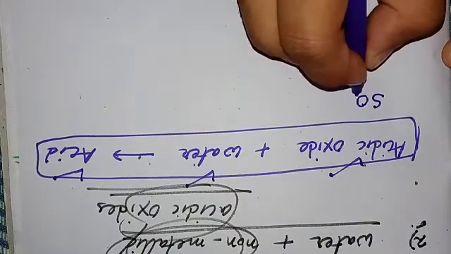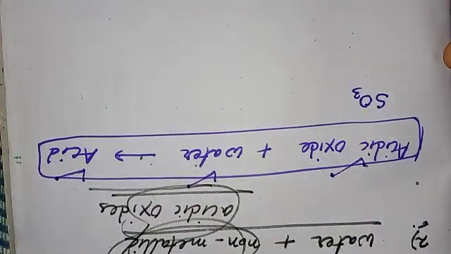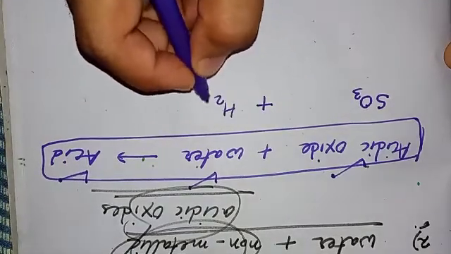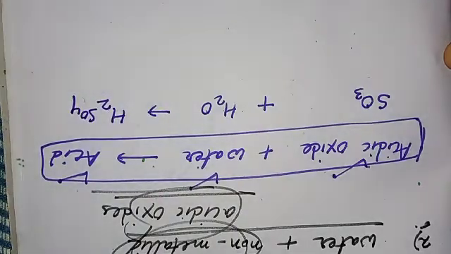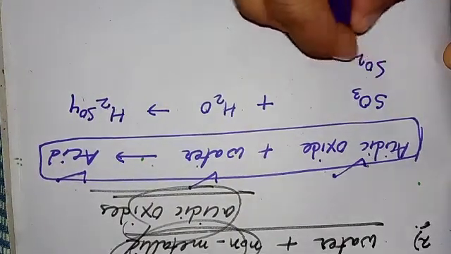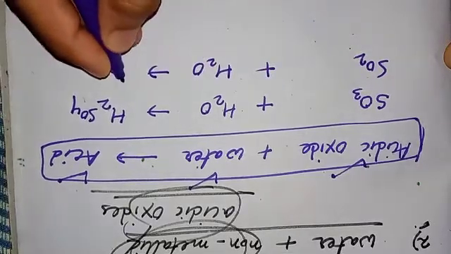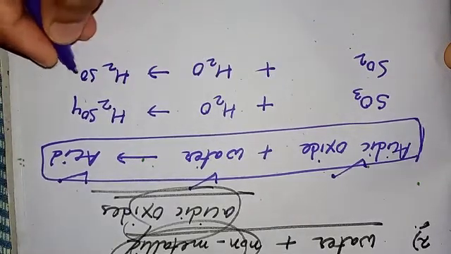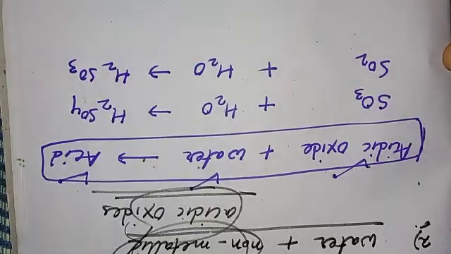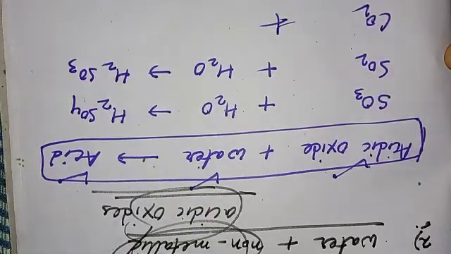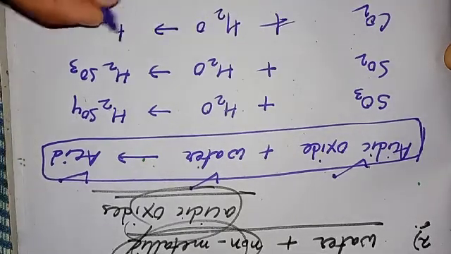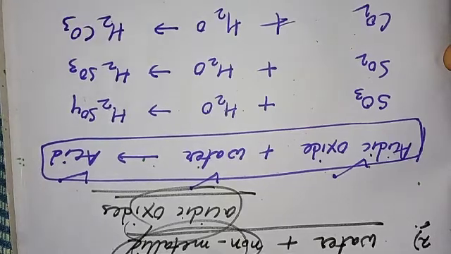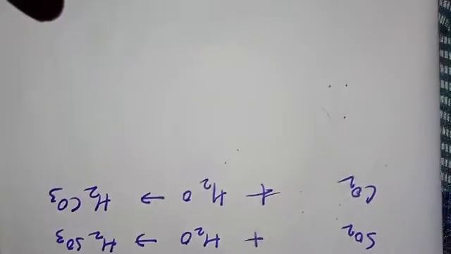Let us take the acidic oxide SO3, sulfur trioxide, plus H2O will give us sulfuric acid. If we take sulfur dioxide, it will give us sulfurous acid. This is sulfurous, this is sulfuric. Similarly, if you take CO2, a non-metallic oxide, an acidic oxide, with water, it will give you carbonic acid, and so on. So you have the reactions in the list and you can use the basic structure to learn the reactions quite easily.